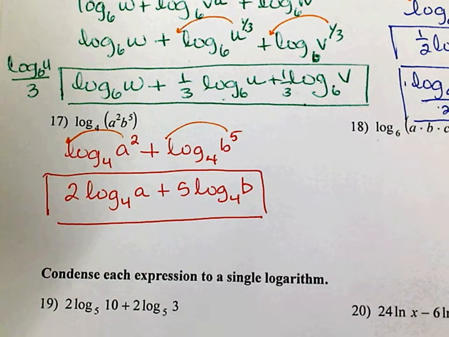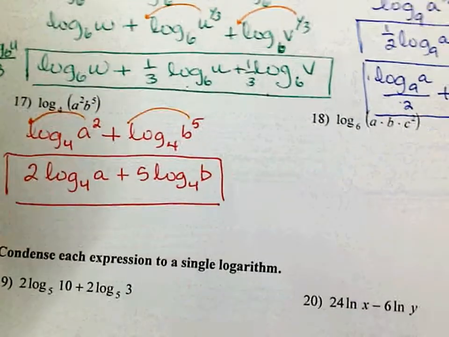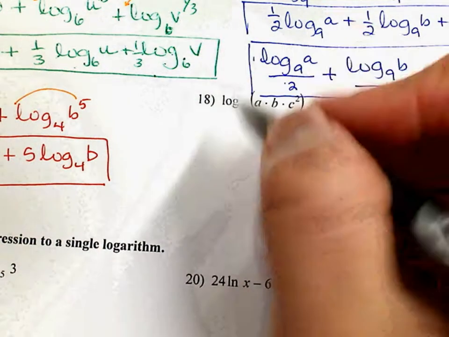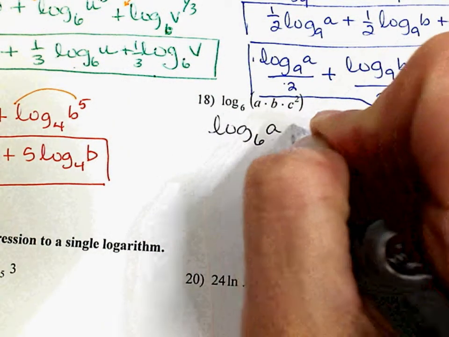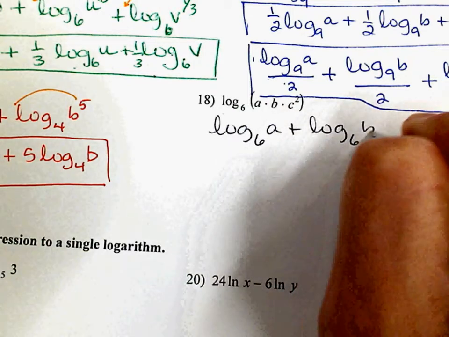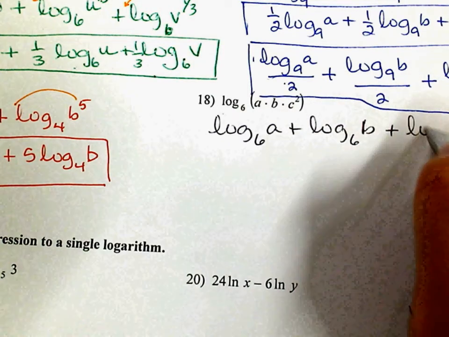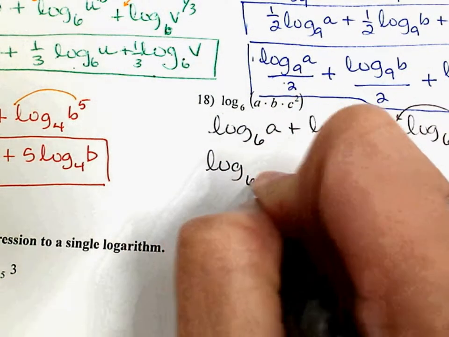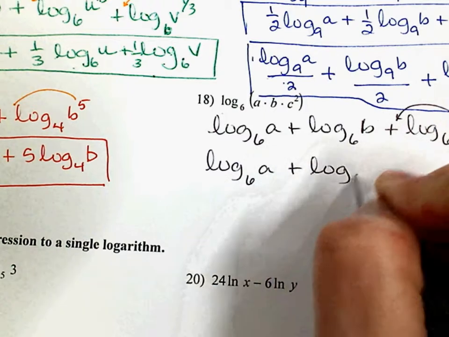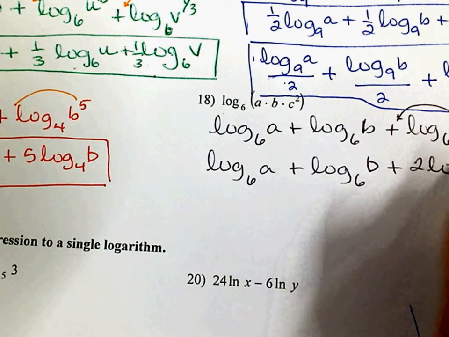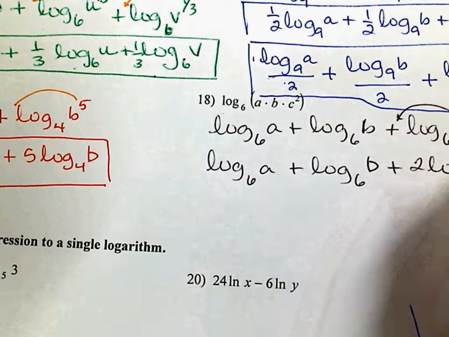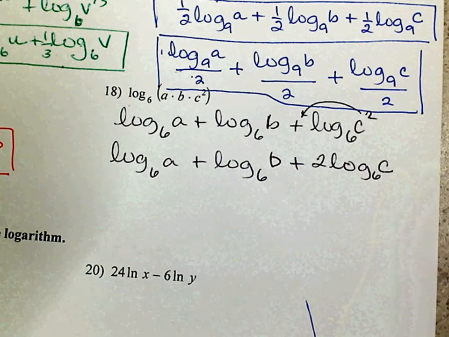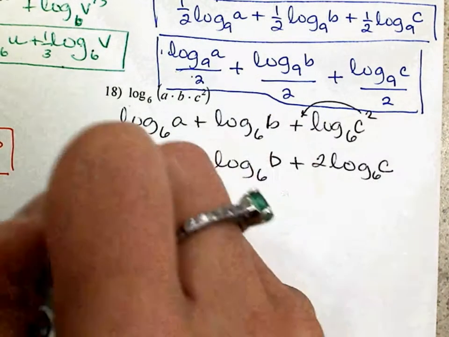Number 18. Okay. Multiplication. We should have had some division. All right. Log base 6 of a plus log base 6 of b plus, that's a b, log base 6 of c squared. Bring the c to the front. Log base 6 of a plus log base 6 of b plus 2 log base 6 of c. Oh my goodness, it's off the page. My apologies. And there you have the solution for this one.